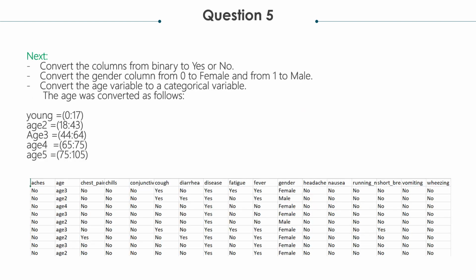Before we get the data to Analytica software, we do need to do some changes to the data. First, we convert the columns from binary to yes or no. The 1 would be yes, the 0 would be no. And then we convert the gender column from 0 to female and from 1 to male. And then we convert the age variable to a categorical variable. The age was converted as follows: 0 to 17, and then 18 to 43, 44 to 64, 65 to 75, 75 to 105. And you can do this either in Excel or in R.